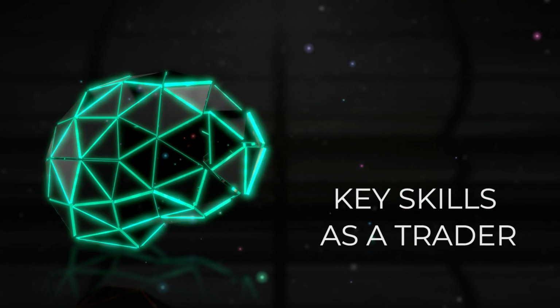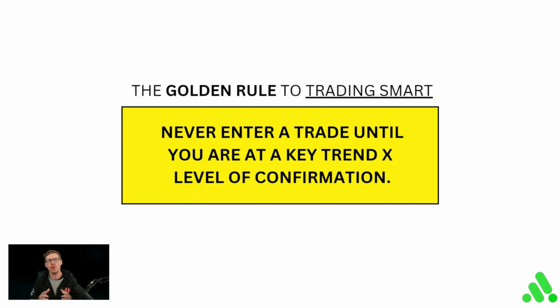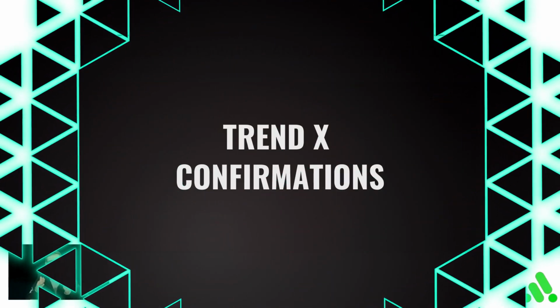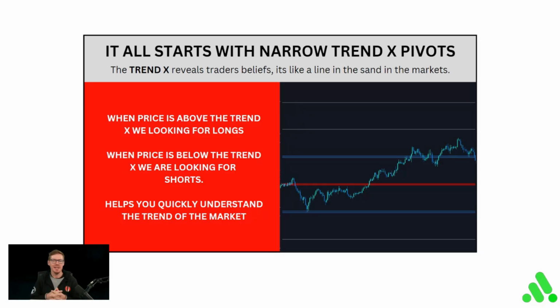The golden rule to trading smart is never enter a trade until you are at a key TrendX level and you have confirmation of the pivot. It all starts with these narrow TrendX pivots. These TrendX pivots, it's like a line in the sand that reveal to you whether the market is bullish, whether the market is bearish, whether it's trending, whether it's ranging.